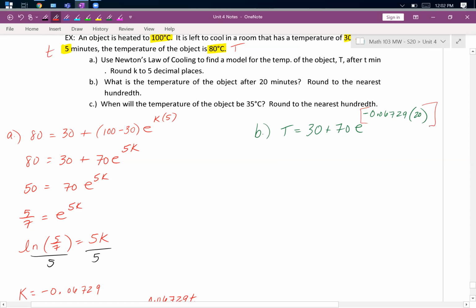Be sure that you put that product up in the exponent in parentheses when you put it in your calculator. And we're rounding to the nearest hundredth. Well, if it cooled down to 80 degrees in 5 minutes, after 20 minutes, I'm expecting it to be cooler than 80 degrees. And it does. It cools down to 48.22 degrees Celsius, which is still pretty hot.